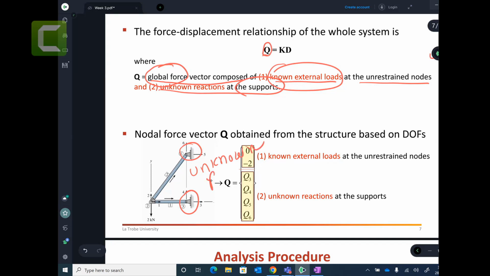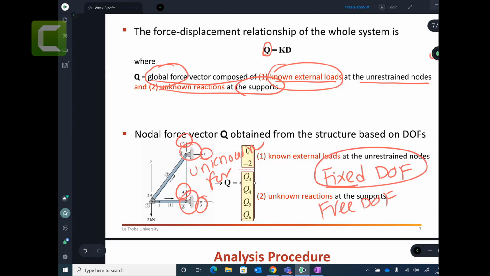They are unknown forces. So for example, 5 and 6 degree of freedom are unknown forces. 3 and 4 are unknown forces. In other words, you can also say fixed degrees of freedom. You remember last week we did this exercise called fixed degrees of freedom and free degrees of freedom, if you know from last week, right?